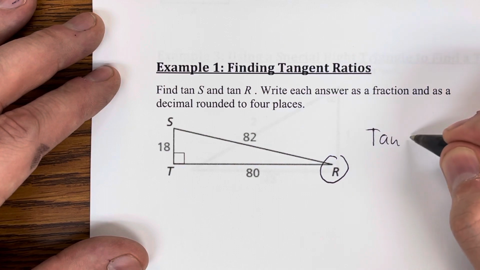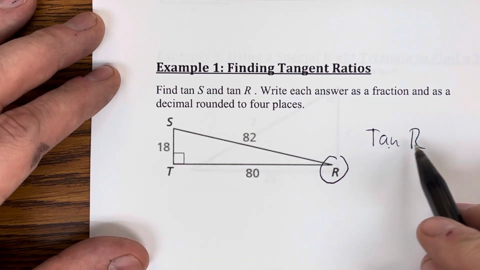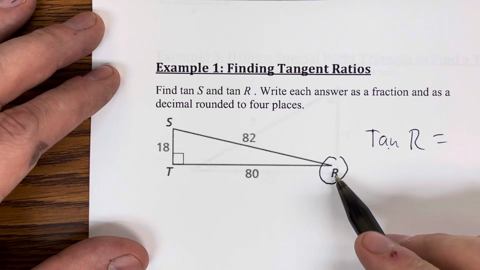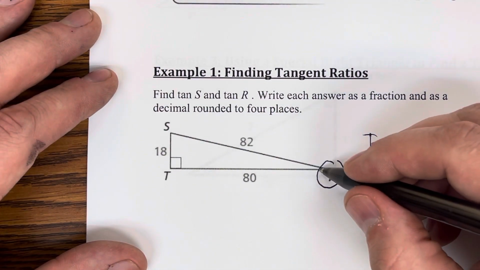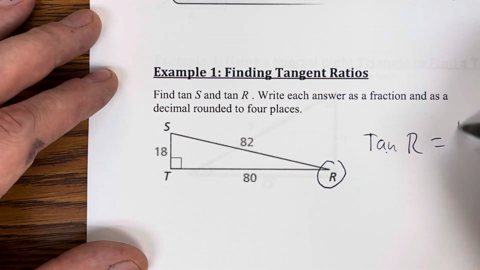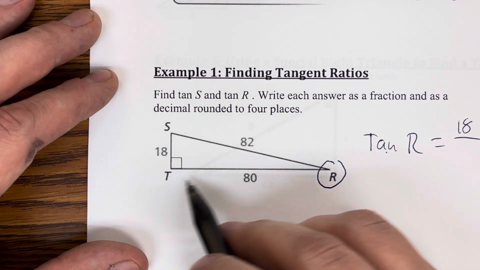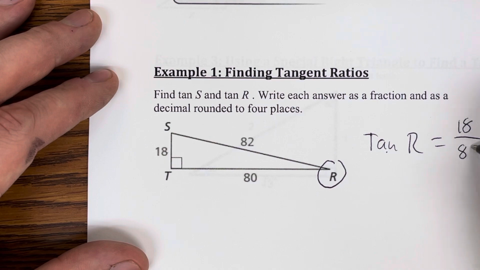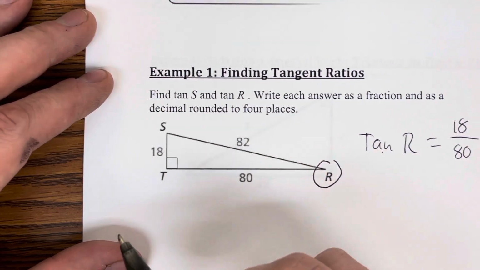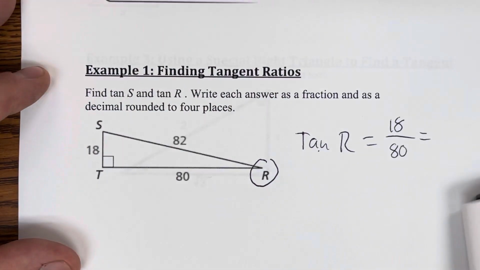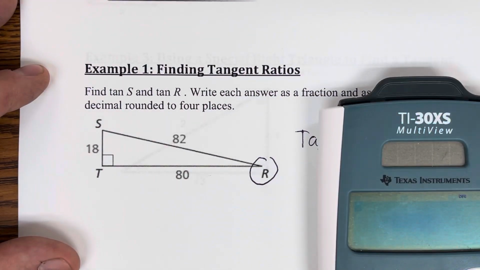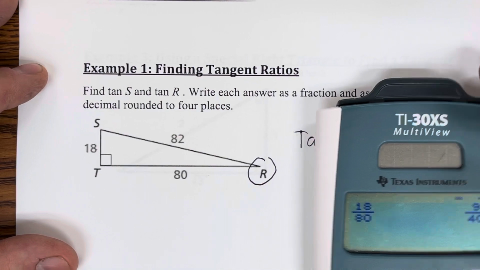Tangent of angle R is equal to the opposite over the adjacent. So when I look here, opposite is 18 and the adjacent leg is 80. I don't use the hypotenuse for the tangent ratio. So 18 over 80 is my fraction. I don't care if you reduce that or not, but I'm going to show you how. With the fraction button, 18 over 80 reduces down to 9 over 40.